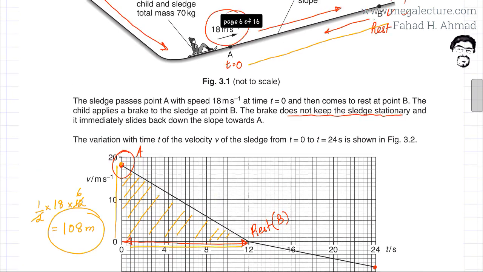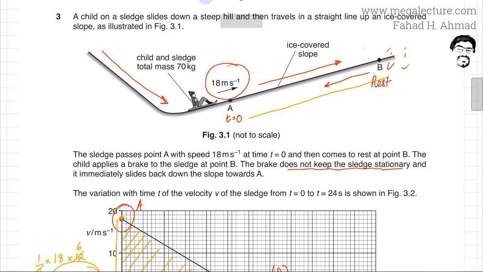Going back to my graph, in the first 12 seconds, the distance that is covered from A to B is 108 meters. So this is the distance that is covered by the sled as it climbs to point B, and this takes 12 seconds. So in 12 seconds, it's covering 108 meters. But after reaching point B, the sled starts to move in the opposite direction. So the velocity becomes negative.